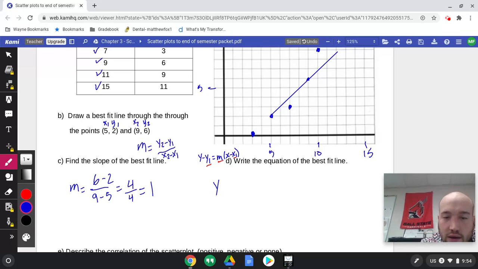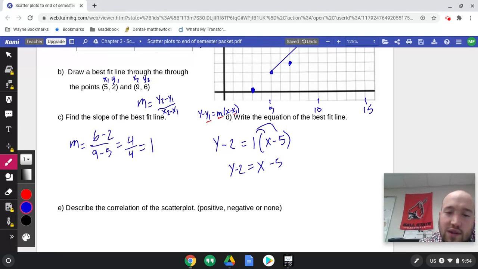So y minus the y1, which in our case is 2, equals 1 times x minus x1, which in our case is 5. Then we distribute this in. Y minus 2 equals 1x, or just x, minus 5. And we're almost done, the final step. We'd have to add 2 to both sides. We get y equals x minus 3.